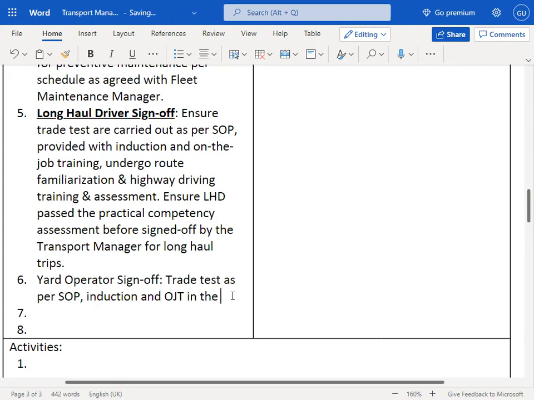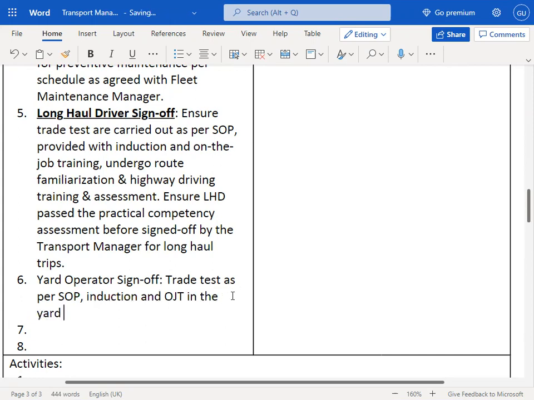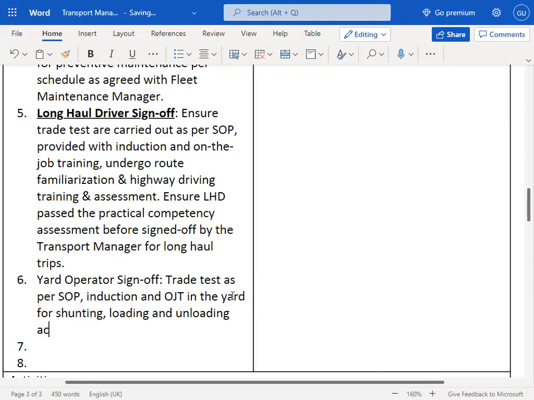In the yard, for shunting operation. Shunting. What else? Loading. These are the activities of the yard operator. And unloading activities. Practical test. Then the manager now will sign off.